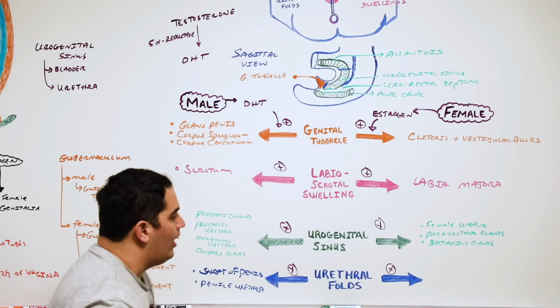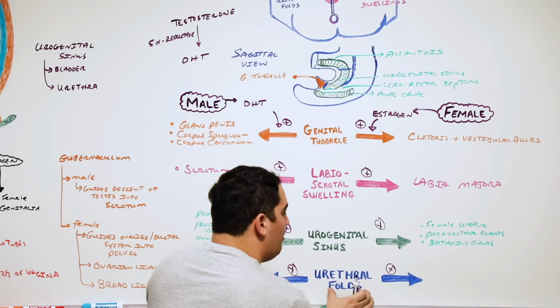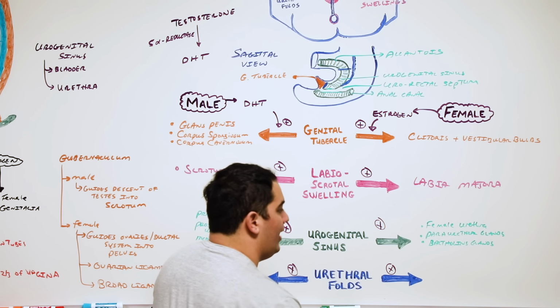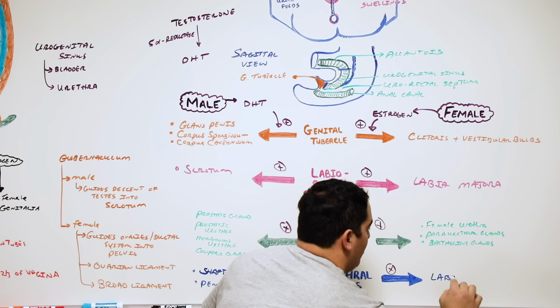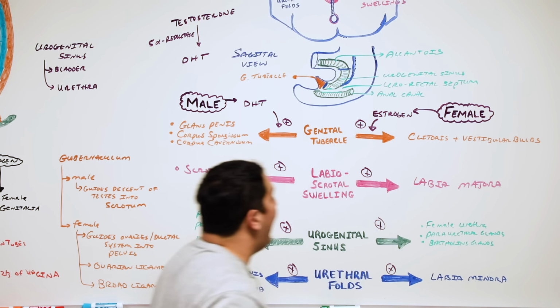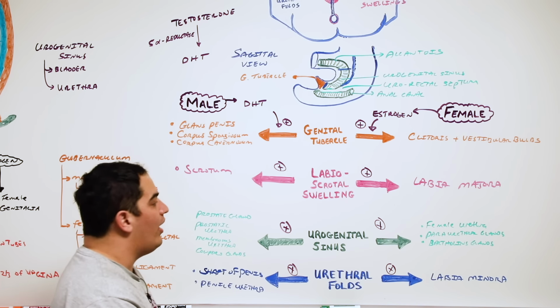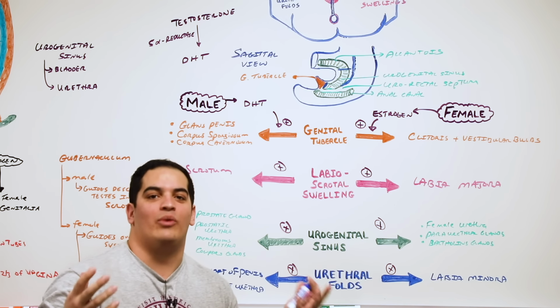All right, beautiful. Last but not least, the urethral folds for the female. This is going to give rise to the labia minora. And that will cover the development of the female and male external genitalia, as well as complete our understanding of the development of the reproductive system.